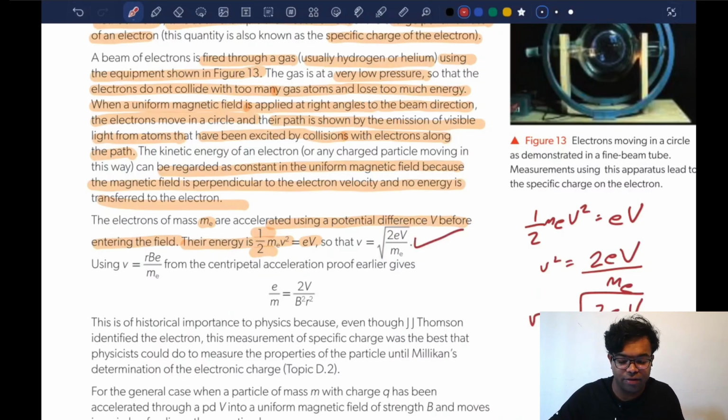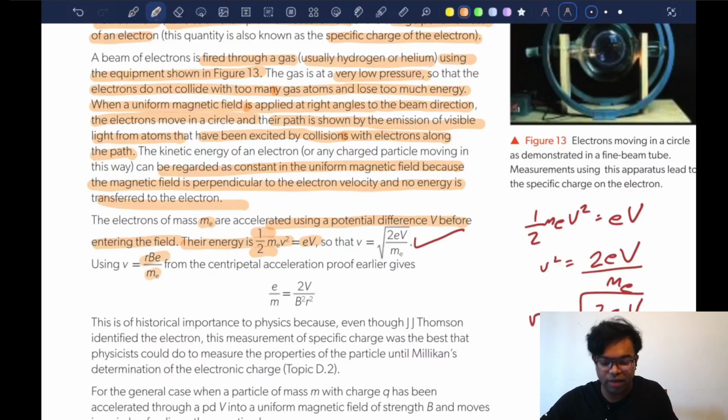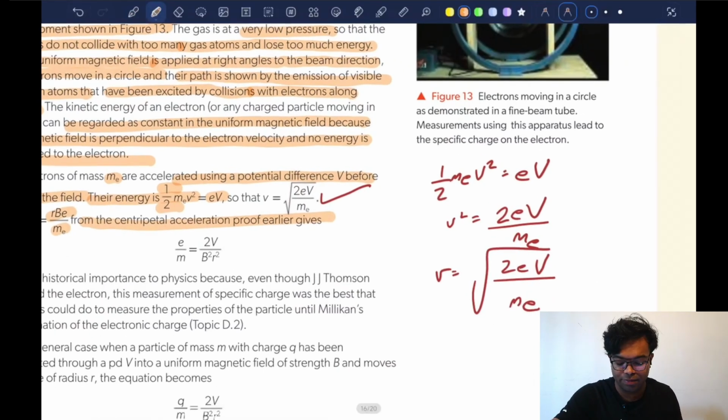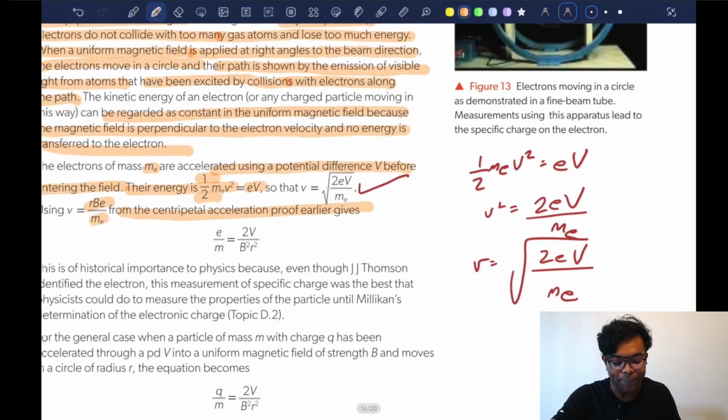Clear? Next. Now, using v is equal to rBe upon m, we know r is equal to mv upon qB. Therefore, v is equal to r into q into B upon m. This formula is the velocity from the centripetal acceleration proof earlier. So when we equate these two, what do we get? Now we are going to use this velocity. We know velocity is equal to root under 2eV upon m_e. Now we have this also. So what do we do here?